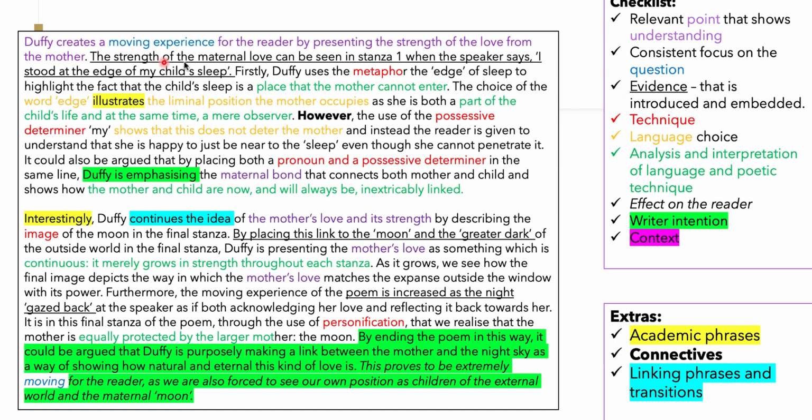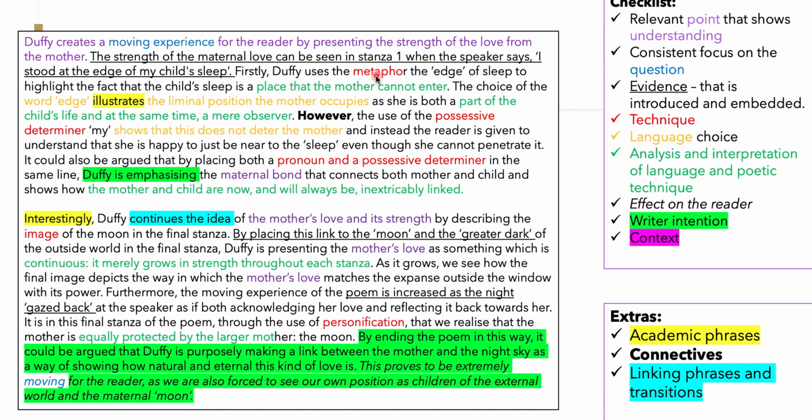So here we've got the strength of the maternal love. So notice how I'm also transitioning. So I'm linking here and transitioning, to remind the examiner that, yep, my quotation is now going to link to this. The strength of maternal love can be seen in stanza 1. I'm showing you where it is. When the speaker says, I stood at the edge of my child's sleep.